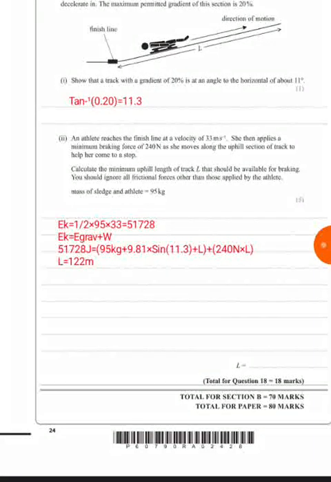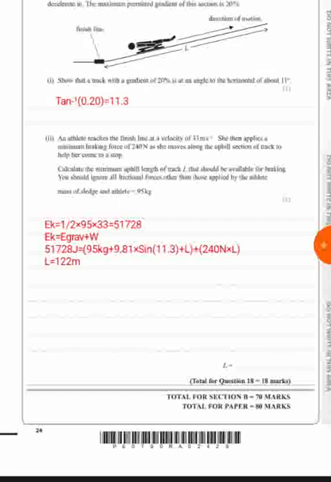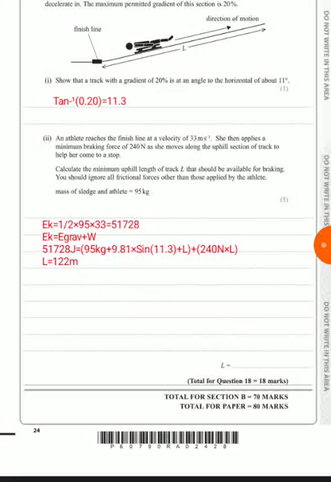Once we make L the subject, the answer is 122 meters. So the final answer is 122 meters. So this is the end of the paper.